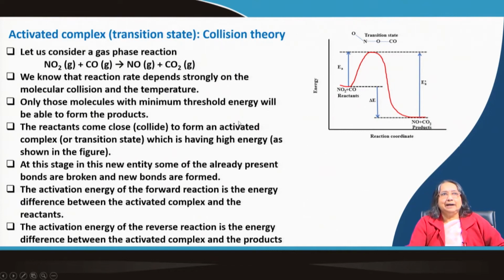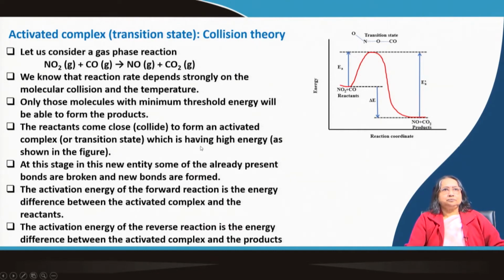Now, what is happening here? The reactants come close, means they will collide to form an activated complex. So, they are colliding and they are crossing an uphill, that means they are crossing an energy state. This is the activated complex, also called the transition state, which has high energy as shown in the figure. This is the energy, from here to here you can see it is the ground state, these are the molecules, and then they have to have some energy, and then cross the energy barrier, and then it will come to the product.